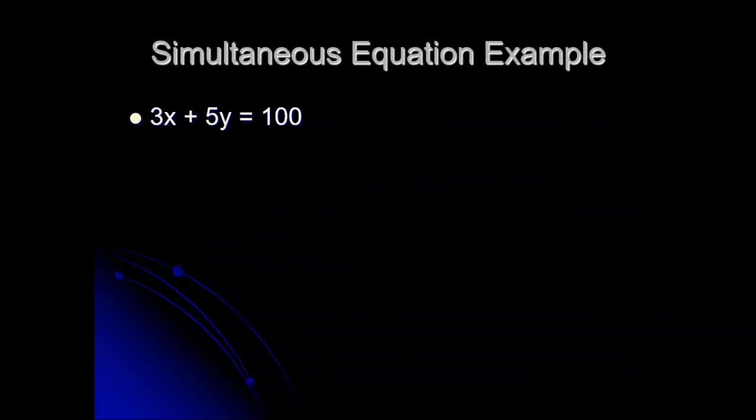So let's try another one here. A little different, a little more sophisticated. So here we've got 3x plus 5y equals 100, and x plus 5y equals 50. So let's see how that one works. So let me write those down and then we'll switch over. So 3x plus 5y equals 100, and x plus 5y equals 50.